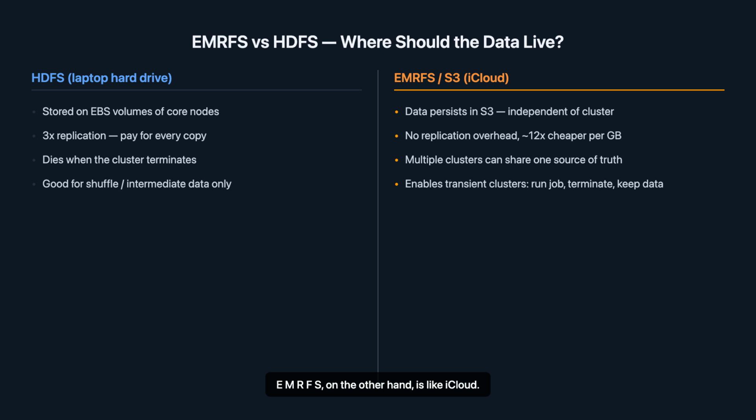EMRFS, on the other hand, is like iCloud. Your data persists in S3, independent of the cluster lifecycle. No 3 times replication overhead, roughly 12 times cheaper per gigabyte, and multiple clusters can share the same data. That unlocks the transient cluster patterns: spin up, run the job, terminate, the data stays.